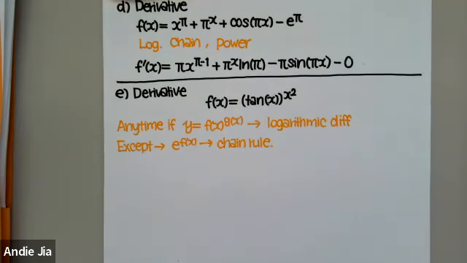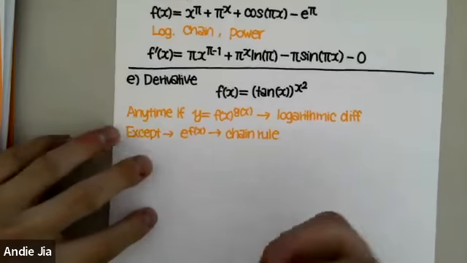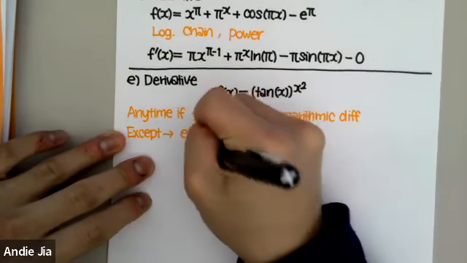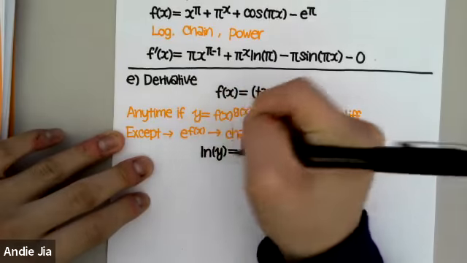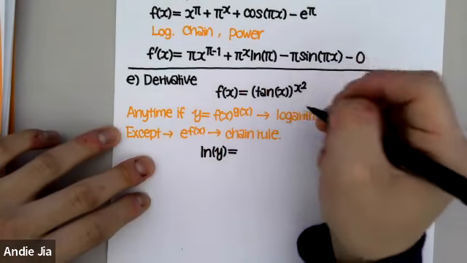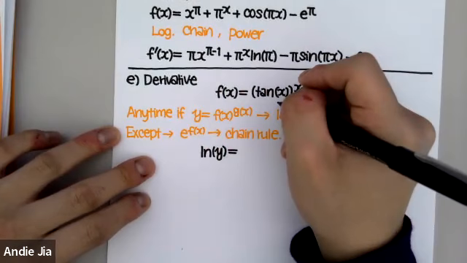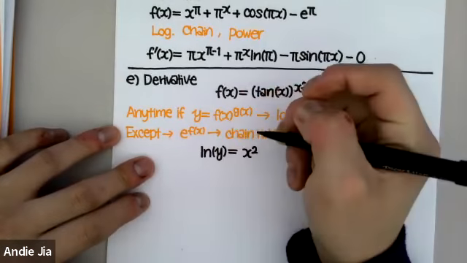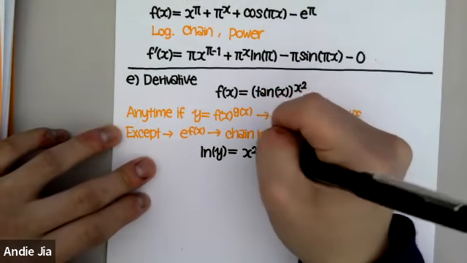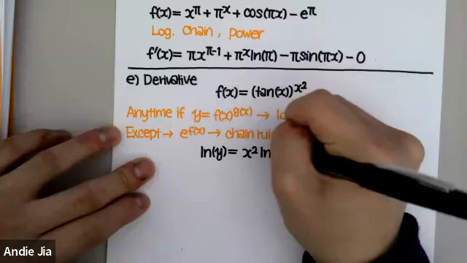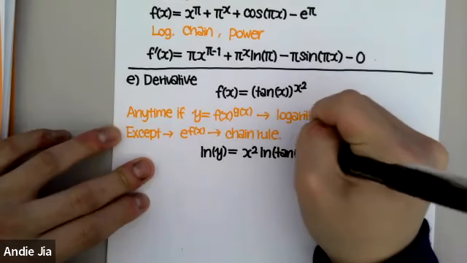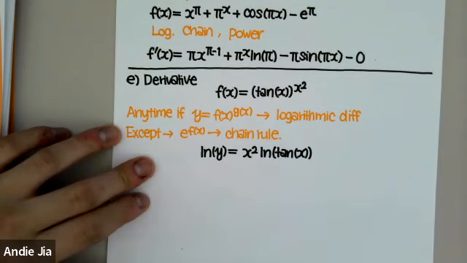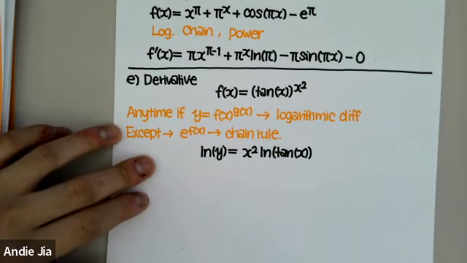So we first do logarithm differentiation. Our first step is to write the natural log of y. g of x is x squared, f of x is the tangent of x. So it is going to be x squared times the natural log of f of x. Use the chain rule and the product rule.